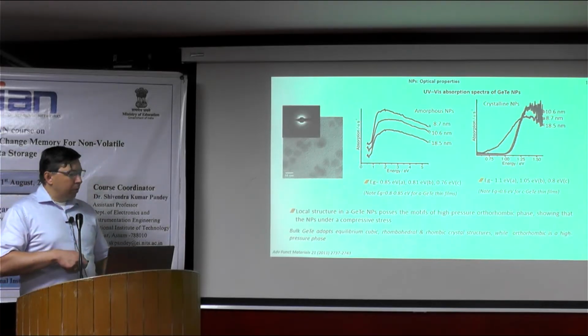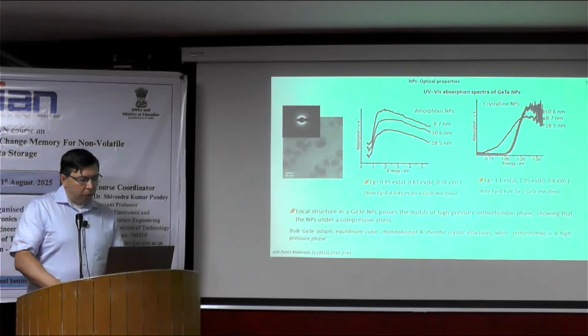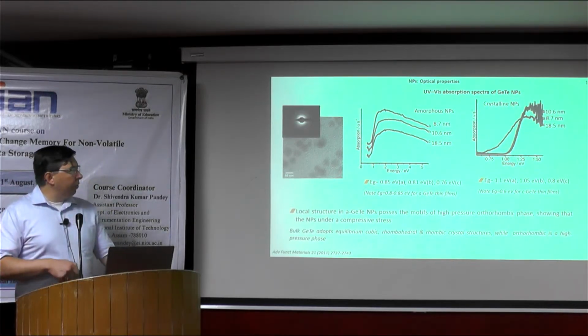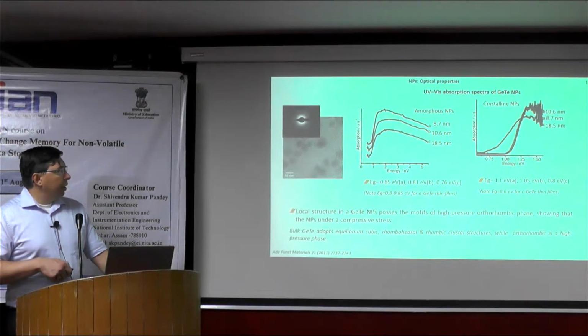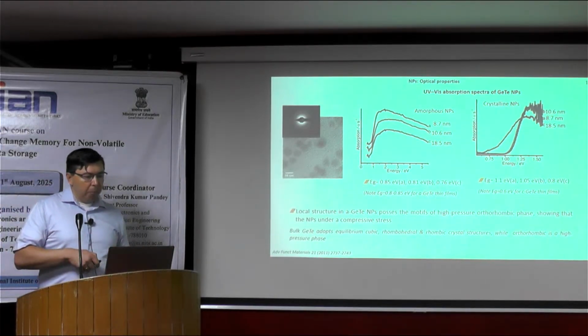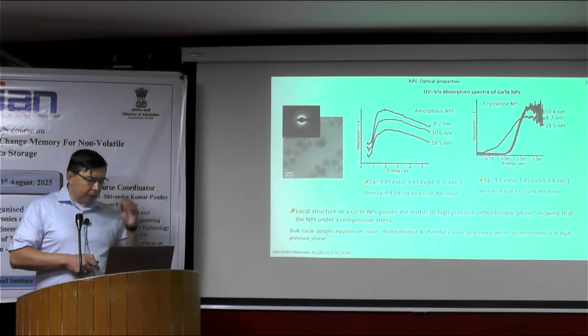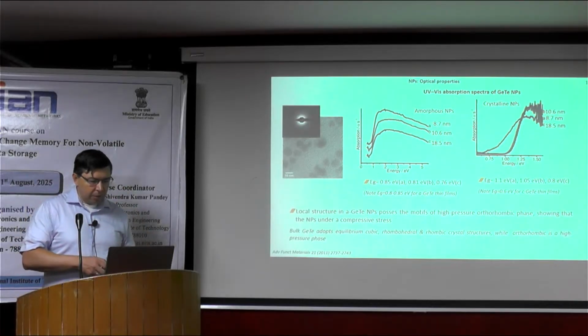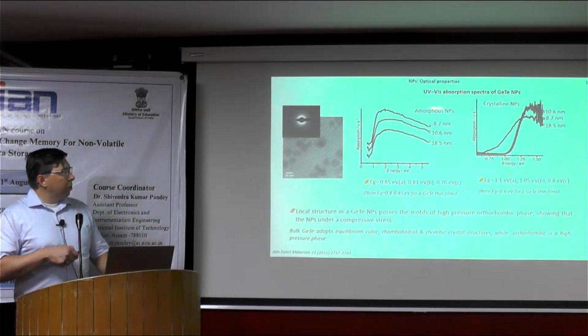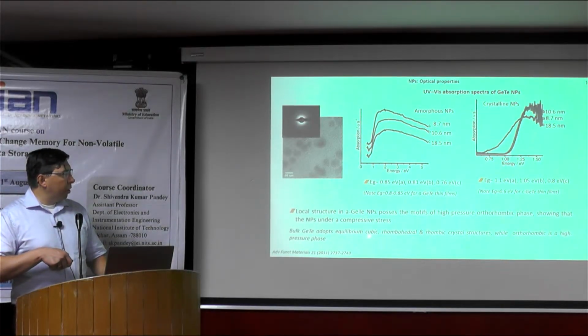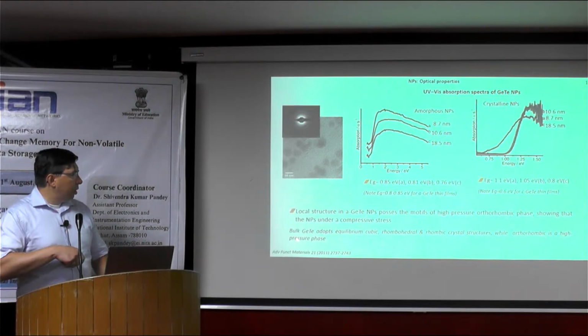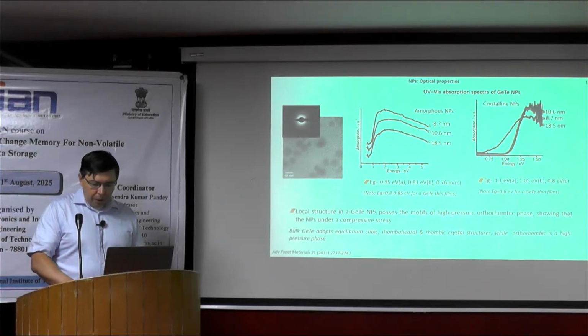Also, they studied the local structure of amorphous germanium telluride nanoparticles, and they found that such nanoparticles possess the motif of the high pressure orthorhombic phase, and this shows that the nanoparticles are under compressive stress. So we already know that crystalline germanium telluride adopts structures like cubic, rhombohedral, and orthorhombic, and this rhombohedral alpha germanium telluride we use for phase change.